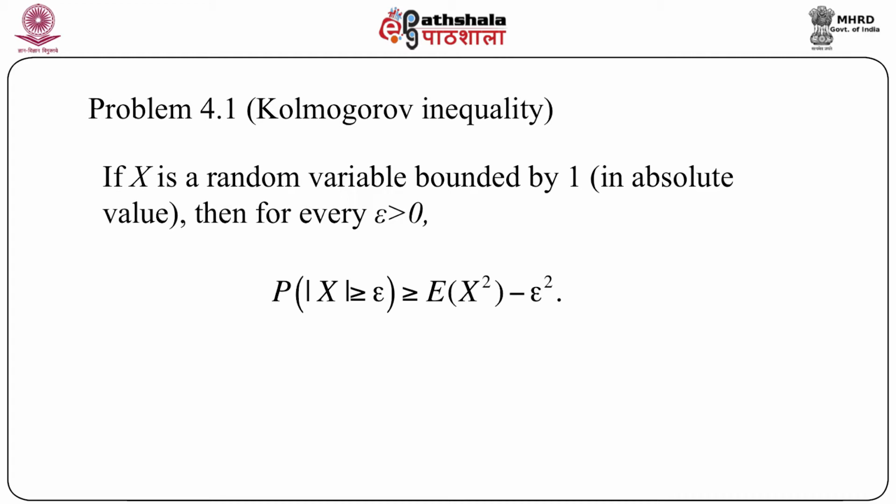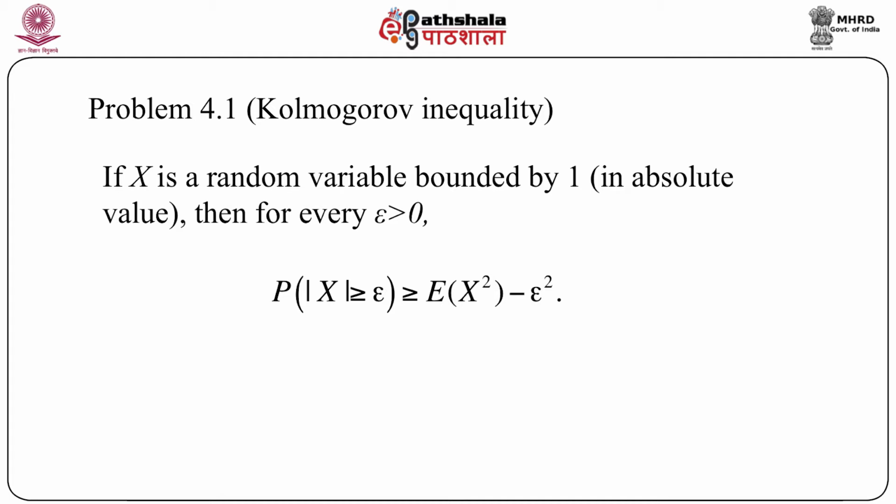Suppose x is a random variable which is bounded by 1 in absolute value. That means modulus of x is always less than or equal to 1. Then if we consider any epsilon which is arbitrarily small but positive, then we can get one kind of lower bound to the probability of modulus of x greater than epsilon. That means probability of modulus of x greater than or equal to epsilon is greater than or equal to expectation of x square minus epsilon square.